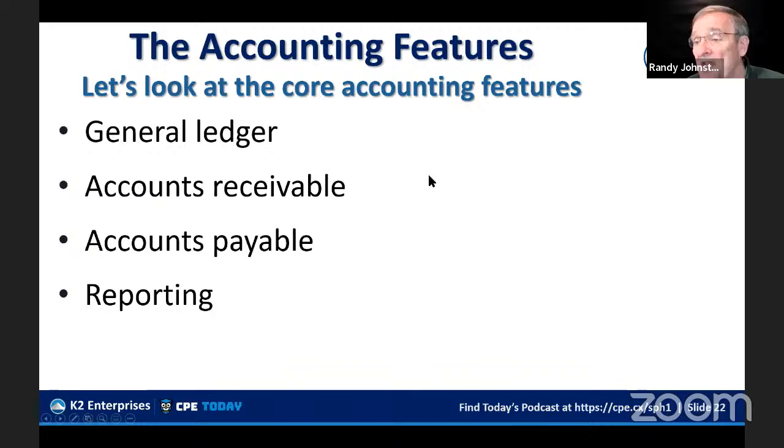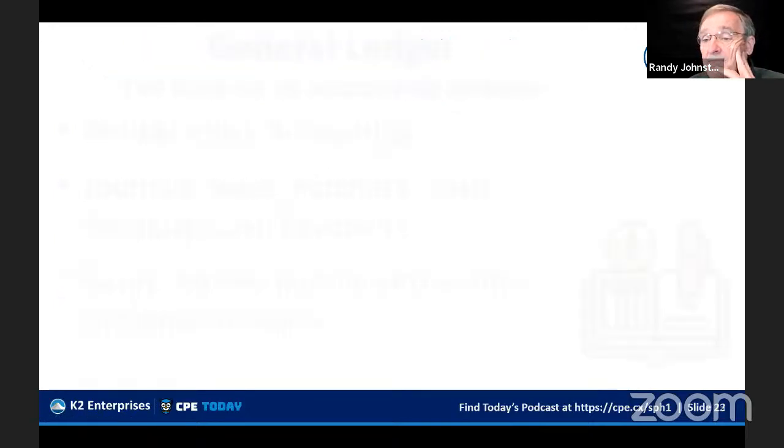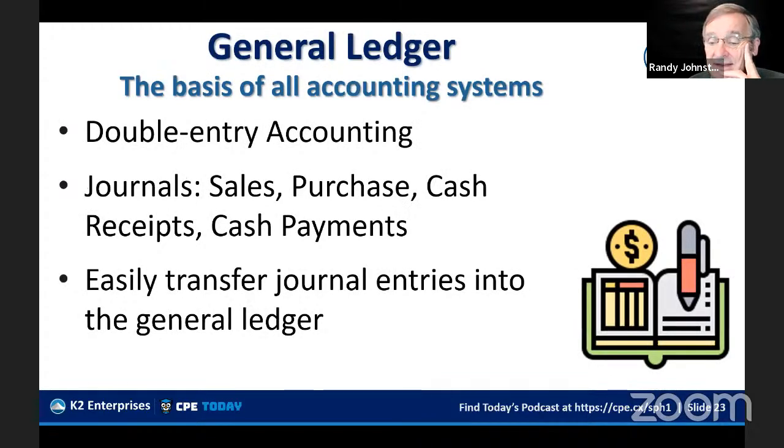And I wanted to give you a quick look at the GL, the AR, the AP, and the reporting. And realistically, we'll talk more about this in a moment, but the GL is really the basis of all accounting systems. And realistically, double entry accounting has been the basis of accounting for hundreds of years. We really support this with journals, sales journals, purchase journals, cash receipt journals, cash payments, and all these journal entries are summarized up in the general ledger.